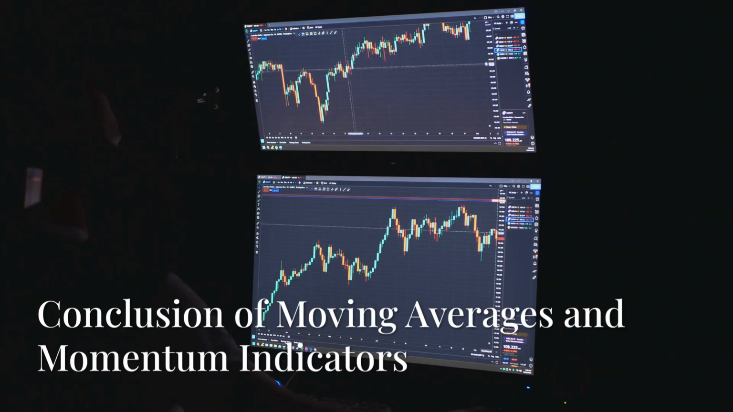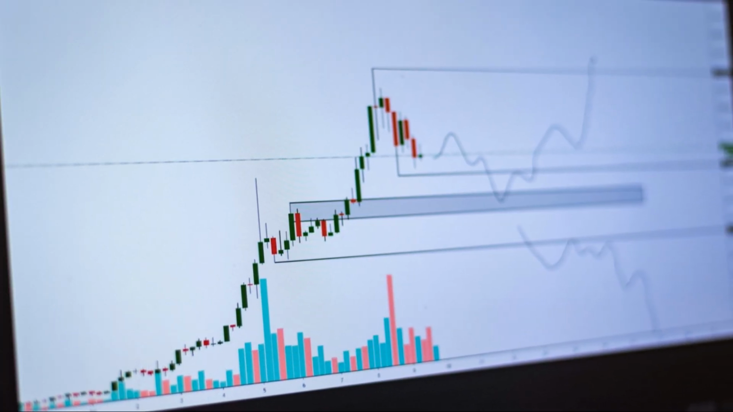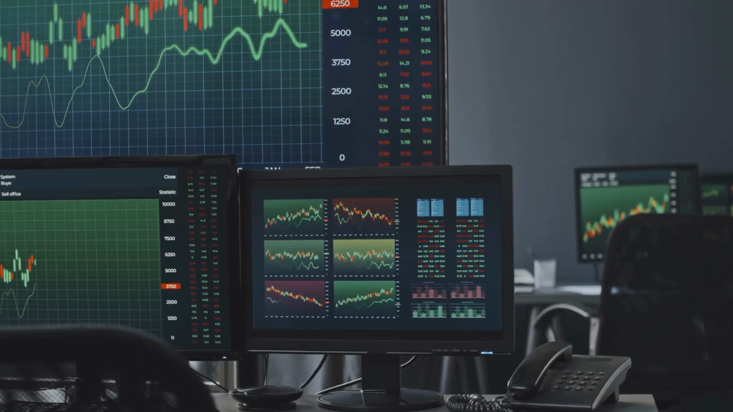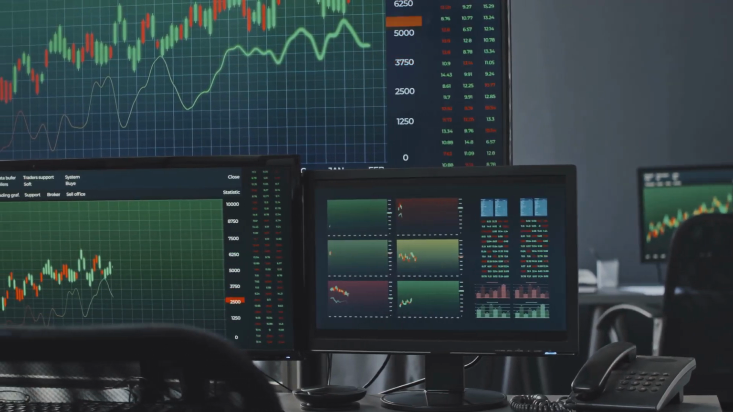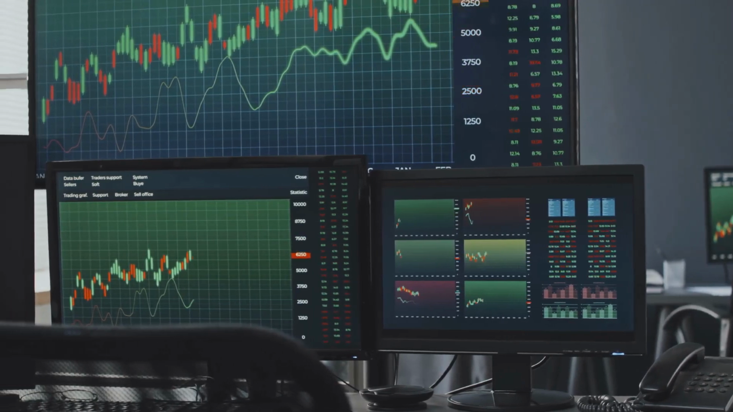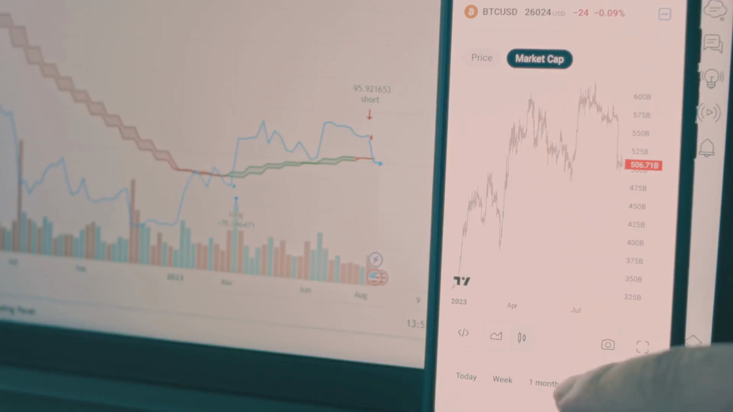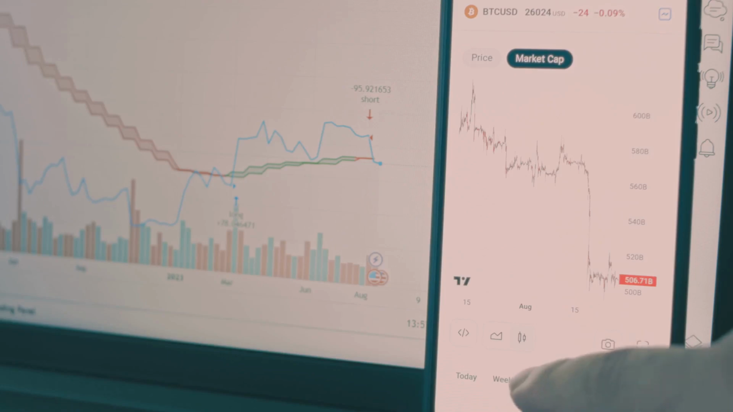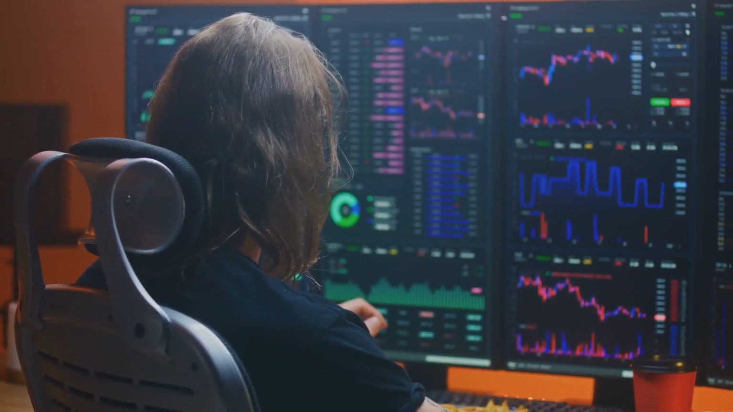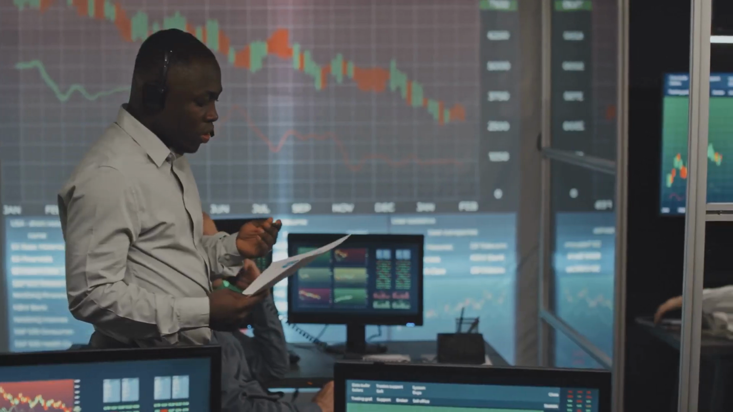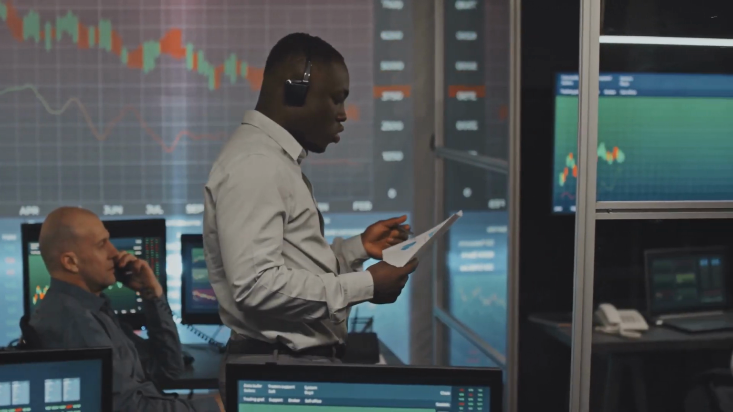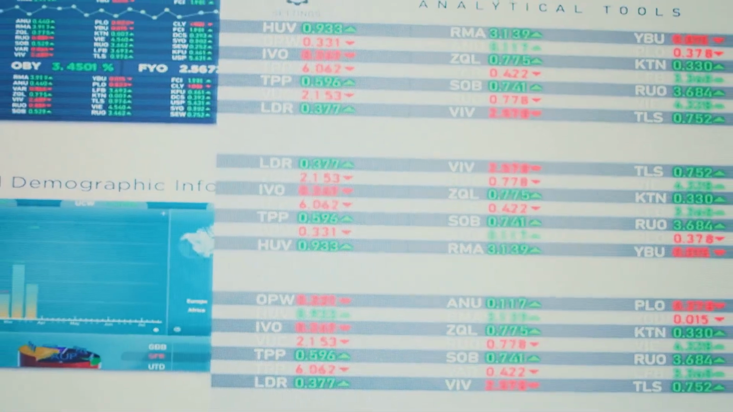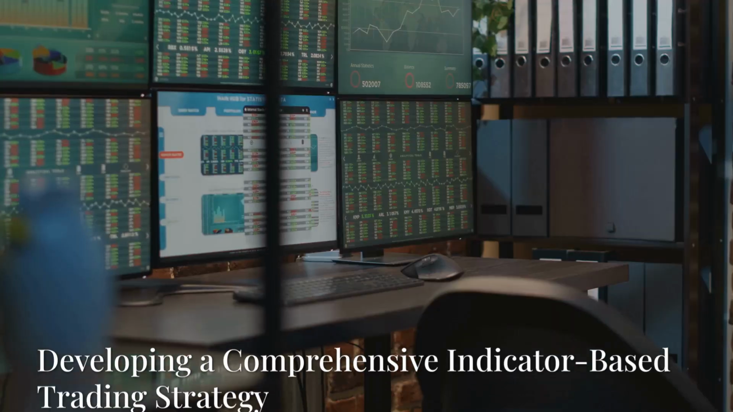Strategically integrating moving averages with momentum indicators like RSI and MACD significantly enhances traders' ability to identify reliable trade setups, confirm market trends and momentum, and manage risks effectively. By systematically applying these indicator combinations, traders can confidently optimize their trading decisions and achieve consistent, sustainable profitability.